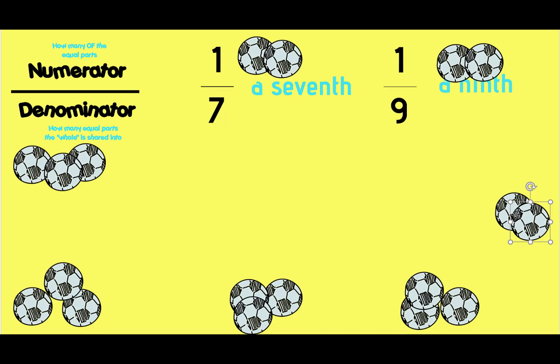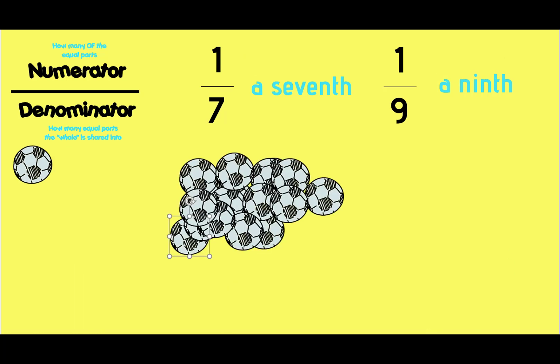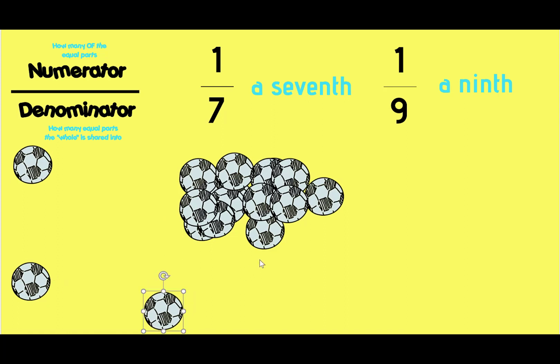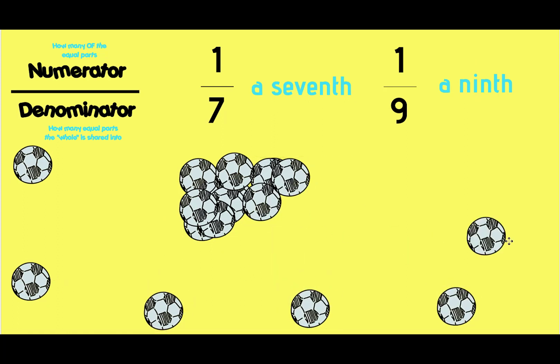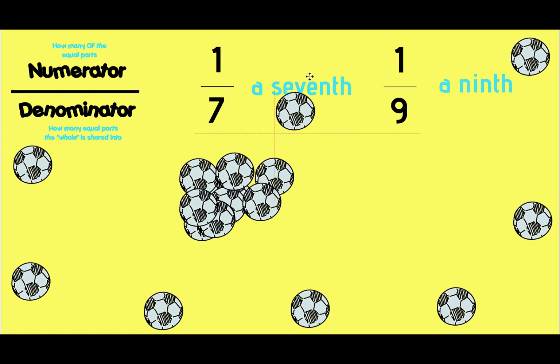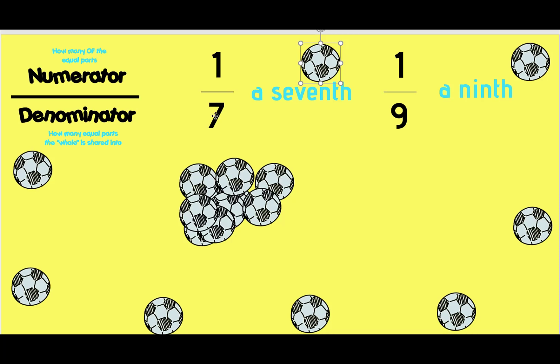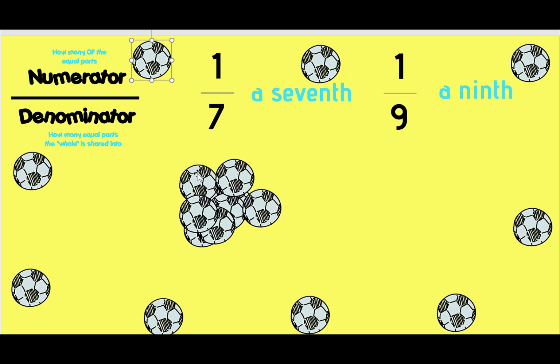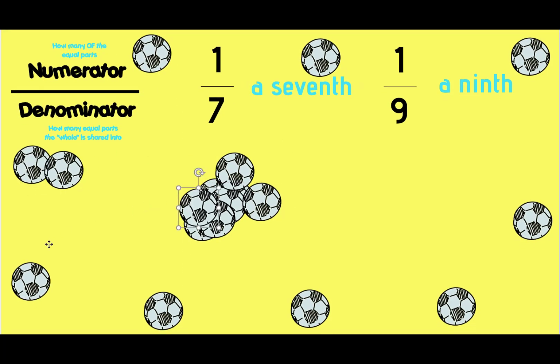So I can't find a 7th of those footballs. So what about if we put them all back in the middle again and see if we can find a 9th of them? So let's find 9 equal groups. So I've got 1, 2, 3, 4, 5, 6, 7, 8, 9. Okay, let's try and share them out again now.